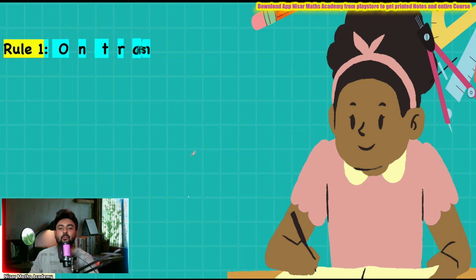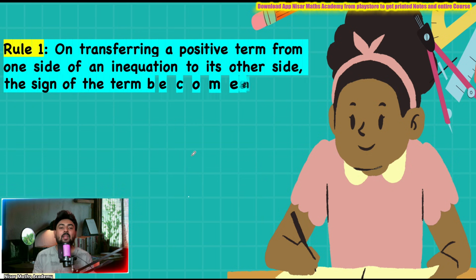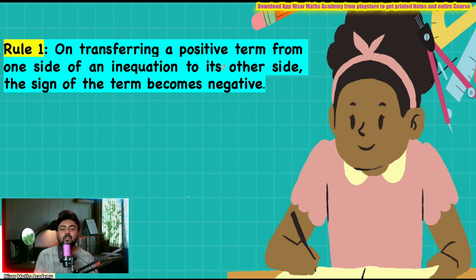Yeah, so the first rule we have, see, these rules are mostly the same as your linear equations rule. Okay, read the first rule. On transferring a positive term from one side of an equation to its other side, the sign of the term becomes negative. This we are doing in the linear equations. Let's see with the help of an example.